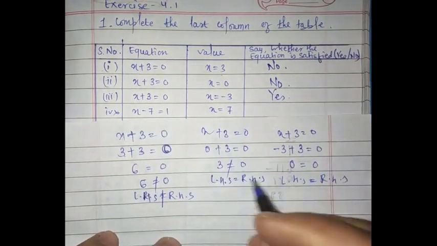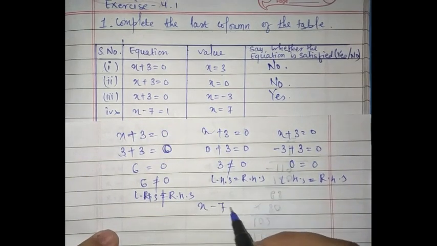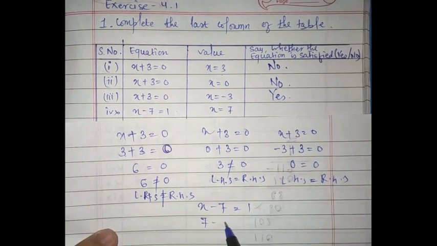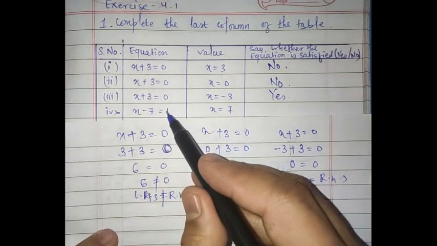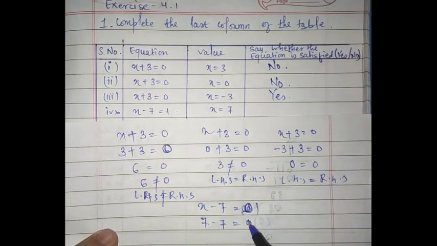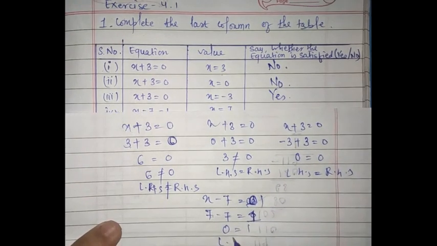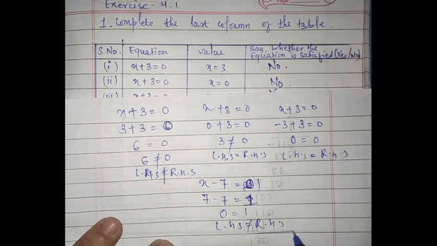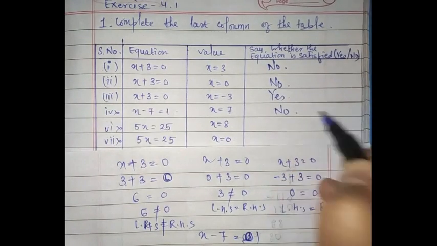Similarly, we have our next question, x minus 7 is equal to 1. The x value is 7, so 7 minus 7 is 0, and this is equal to 1? So LHS is not equal to RHS, right? So over here we'll write no.